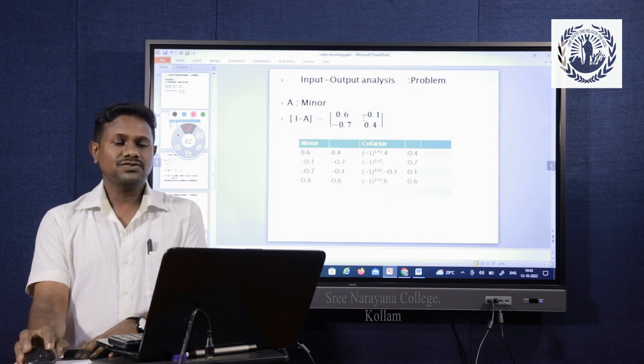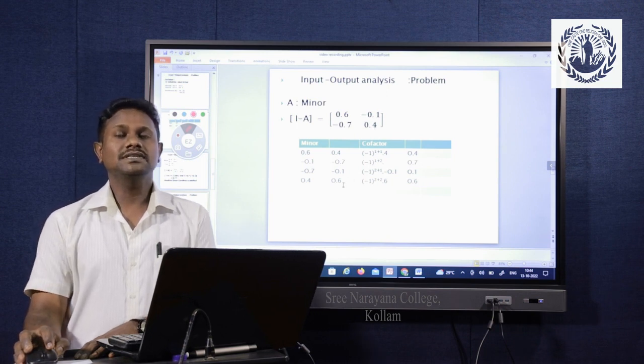Next, first row, second column, that is minus 0.1. How can we find the minor? Leave the first row, leave the second column, and the remaining value is 0.7, that is the minor. For minus 0.7, leave the second row, leave the first column, the remaining value is minus 0.1, that is the minor. And for 0.4, the minor is 0.6.